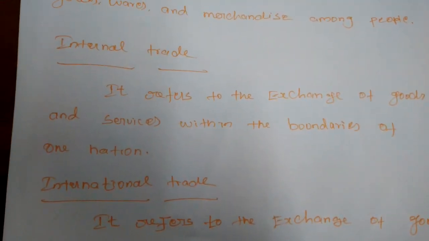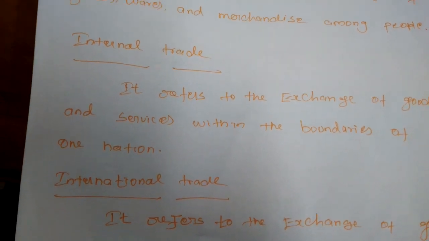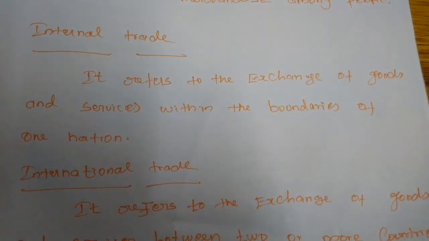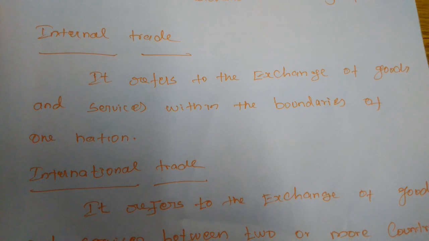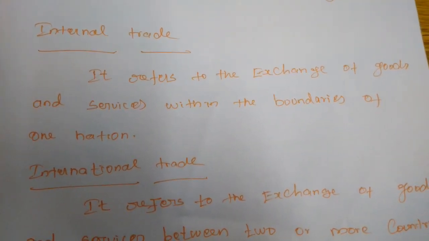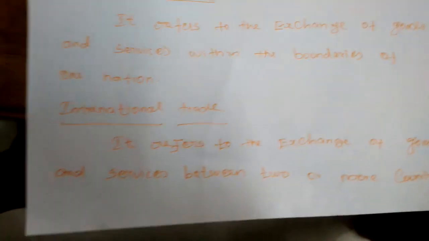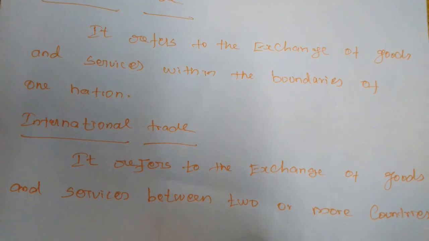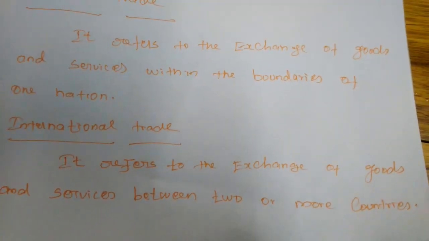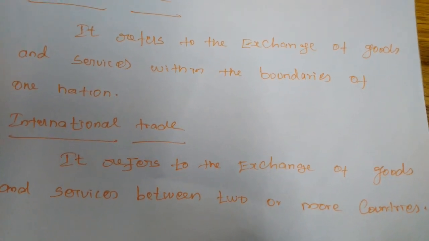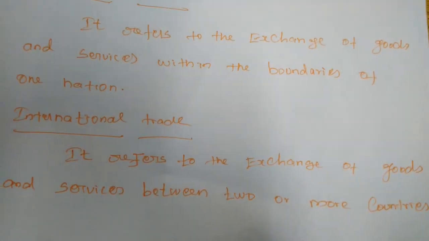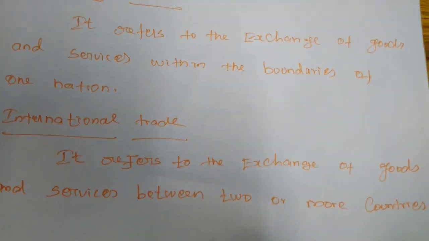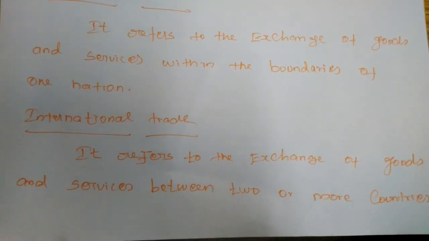Internal trade refers to the exchange of goods and services within the political and geographical boundaries of one nation. For example, if trade takes place within the boundaries of India only, it is called internal trade. What is produced in India is consumed by Indian people only. Next, international trade refers to the exchange of goods and services between two or more countries. For example, multinational companies produce commodities in one nation, but they are consumed throughout the world. Some products are produced by one nation, exported to other nations, and consumed wherever the commodity is imported.